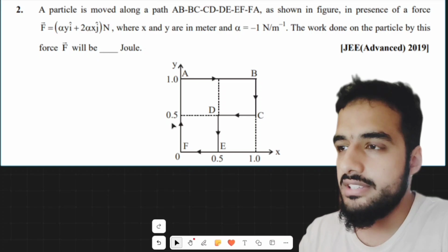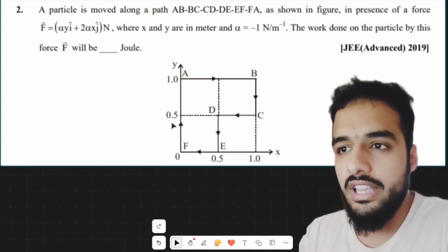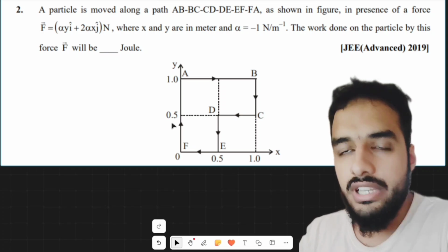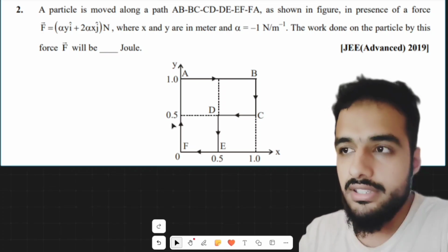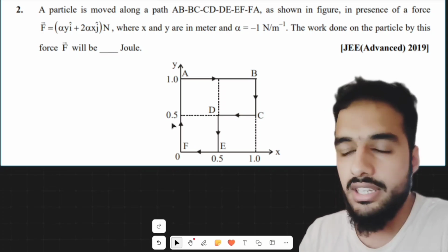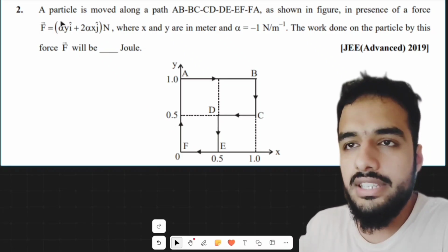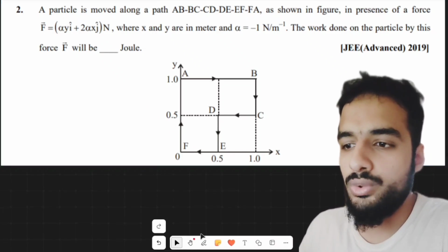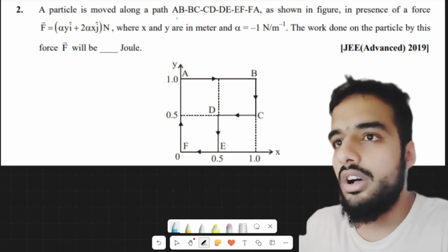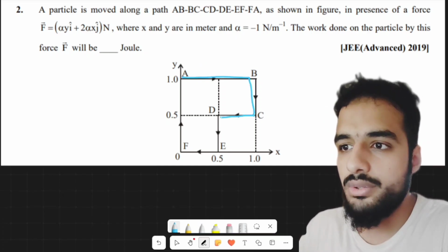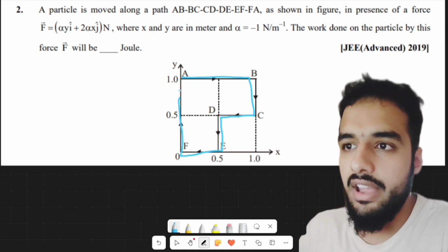Today with us is one of the kind of expected problems, PYQs of the work energy power chapter from class 11th physics. It was asked in JEE Advanced in 2019. So it is given that a particle is moved along a path A to B, B to C, C to D, D to E, E to F and F to A.